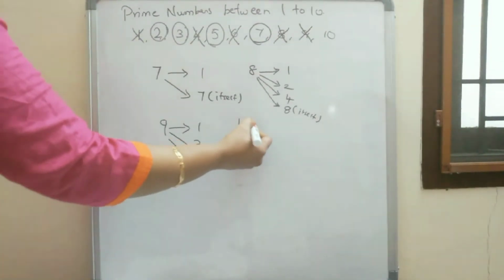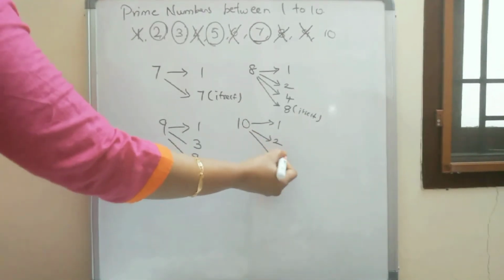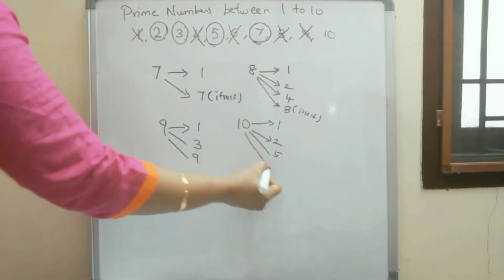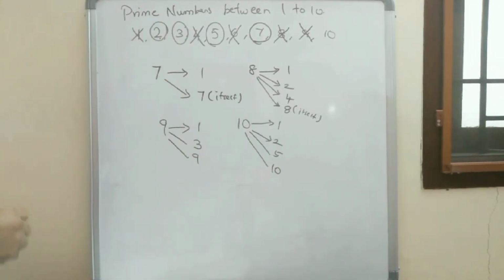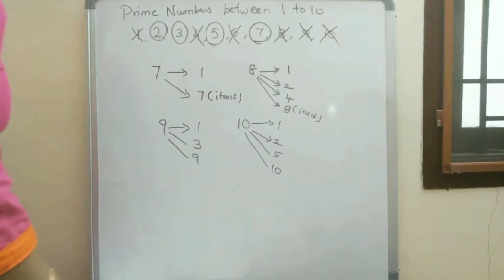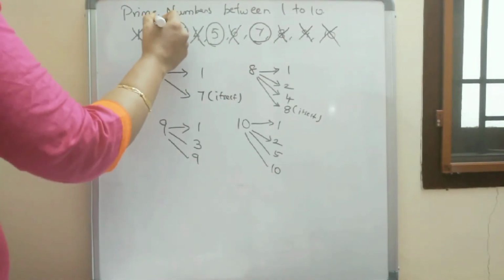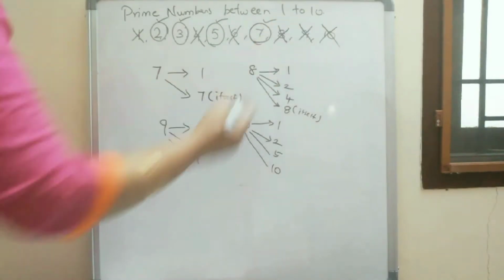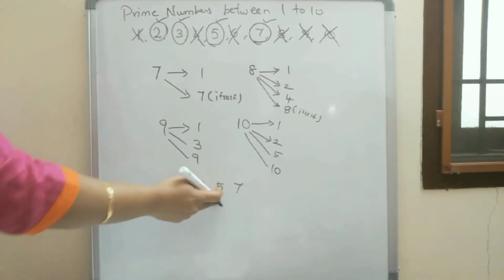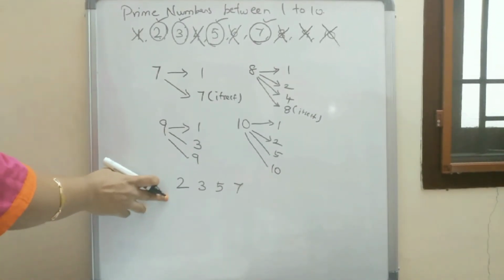Next, we are going to take 10. 10 is divisible by 1, 2, and 5. You all know the multiplication tables, I suppose. So, it is also divisible by 10. It has 4 factors. So, it is also not a prime number. So, the prime numbers between 1 to 10 are 2, 3, 5, 7, 4 of them. Okay. And I think everybody will understand.